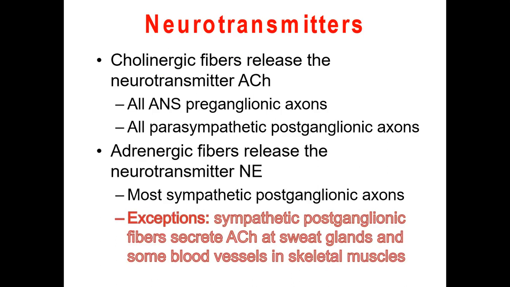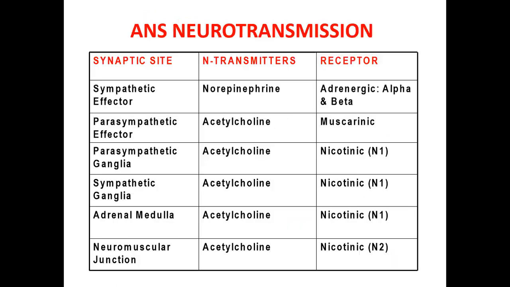When you talk about adrenergic fibers, which release the neurotransmitter norepinephrine: cholinergic fibers, the neurotransmitter is acetylcholine; adrenergic fibers, the neurotransmitter is norepinephrine, and most of the sympathetic postganglionic axons. The exception is sympathetic postganglionic fibers which secrete acetylcholine at the sweat glands, some blood vessels in the skeletal muscles, the piloerector muscle and the adrenal medulla.